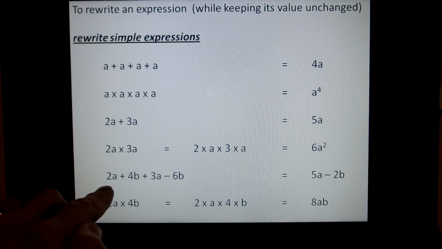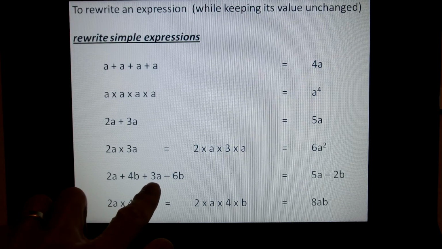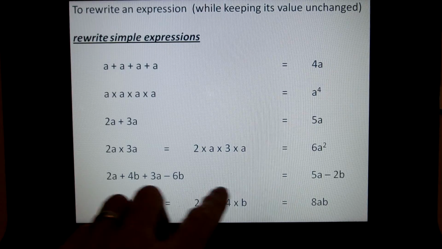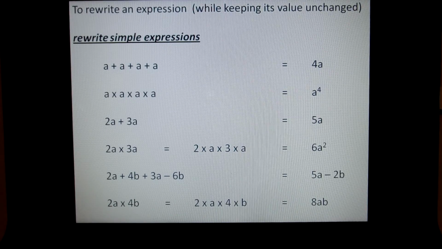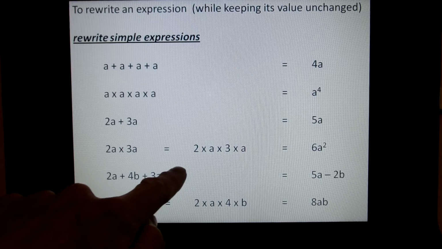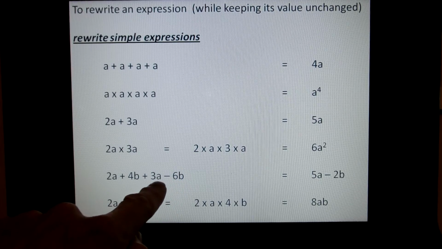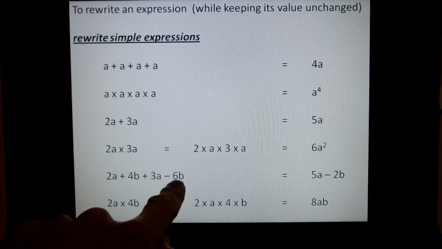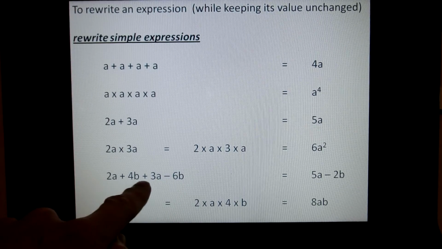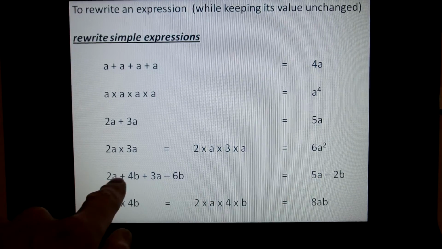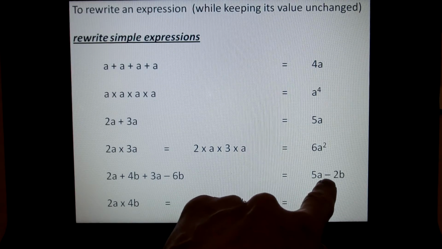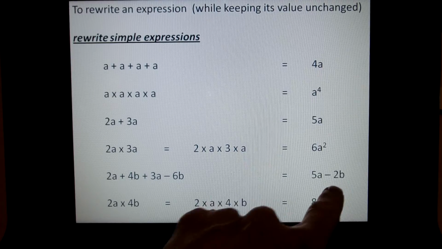This one here, we can only add and subtract things in maths that are alike. So we can add 2a and 3a to give us 5a. You may want to draw or imagine a bubble around the negative sign with the 6b to ensure that you keep the negative sign with the 6b. So 2a plus 3a is 5a, but 4b subtract 6b is negative 2b.